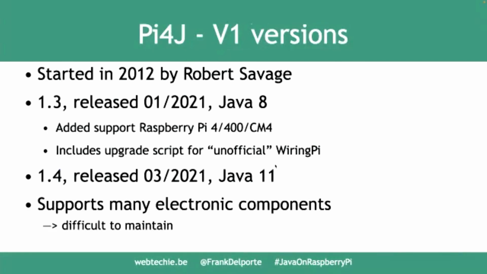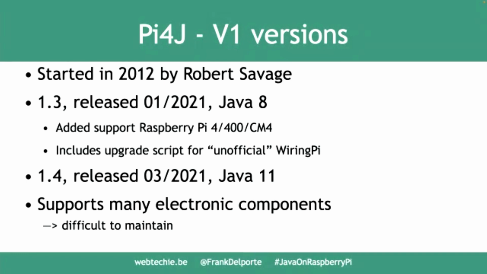Now, the Pi4J project is not new. It already started in 2012 by Robert Savage. Last year, we had 2 releases of the first version, version 1, so version 1.3. It's the latest one which supports Java 8.